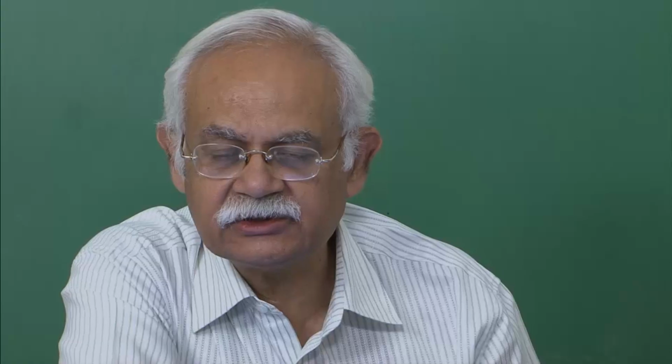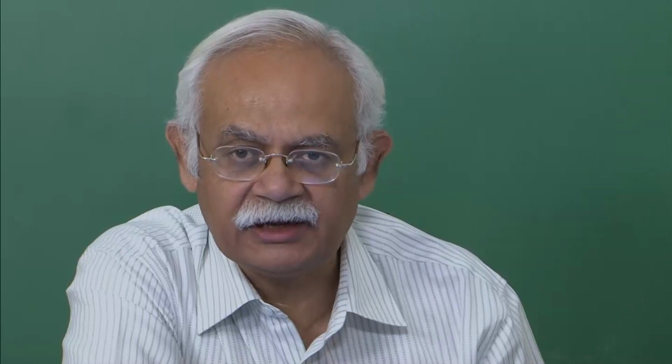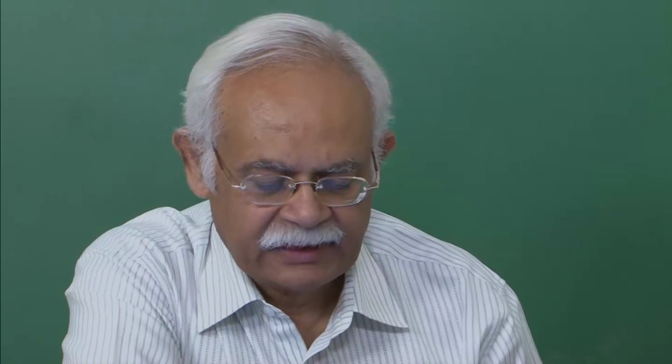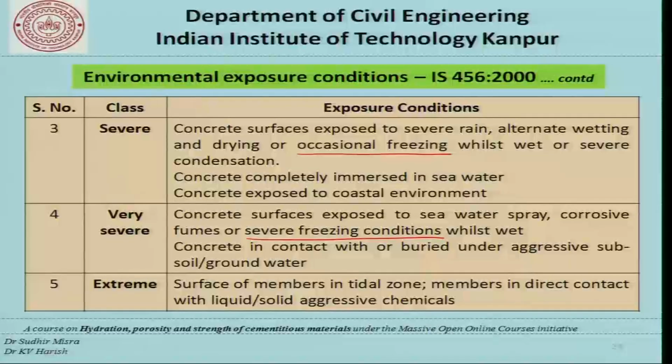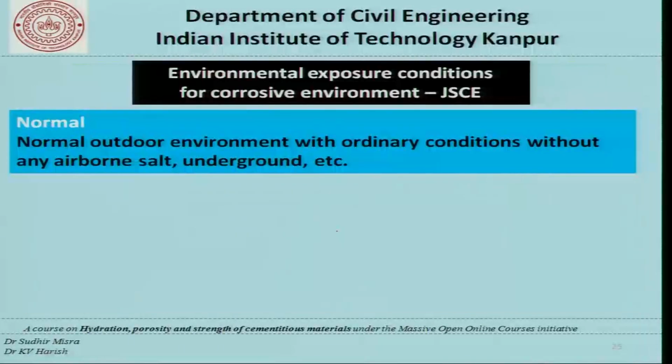In certain codes, we will find a number, that if it is more than 25 cycles per year that we expect freezing and thawing to occur, and that kind of data is now available from meteorological offices, we need to treat the concrete in one classification or another. Similarly, the extreme conditions are members in tidal zones or members in direct contact with liquids or solids, aggressive chemicals.